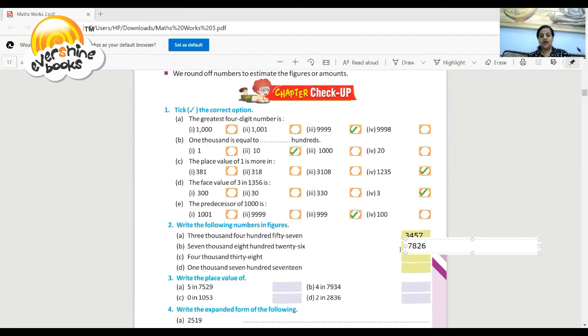Next is 7826. This is the answer. Then 4038. Here you have to notice that at hundreds place there is no number. So what are we going to write here? 4000, but 0 at hundreds place, 3 at tens place, and 8 at ones place. So this will be the answer: 4038.